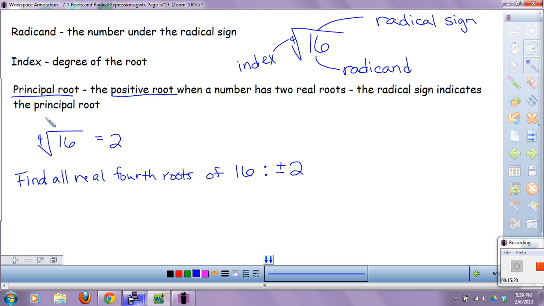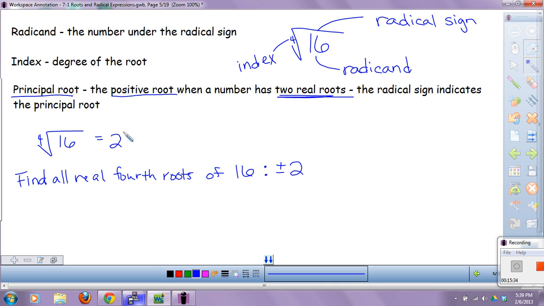So when you put it under the radical sign, what you're asking for is the positive root. That's the principal root: the positive root when a number has 2 real roots, and it only has 2 real roots when your index is even. So this only really matters with an even index. The radical sign indicates the principal root.